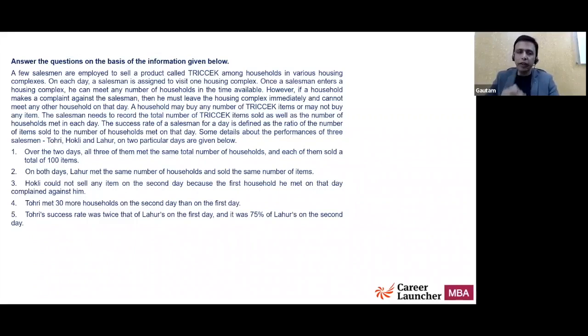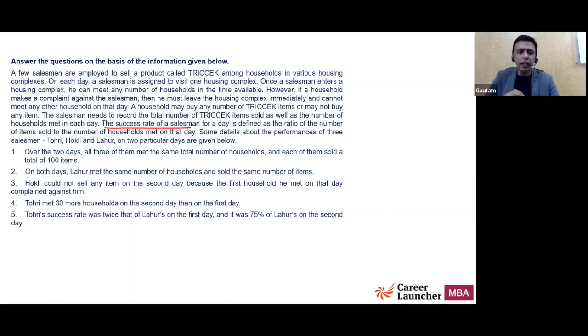Fine. So if the first household makes a complaint, he has to be meeting only one. A household may buy any number of items or may not buy. The salesman is keeping a record of all the items sold and of the households that he met on that day. Then they say the success rate of a salesman for a day is defined as the ratio of the number of items sold to the number of households that he met. Some of the details on the three salesmen, Story, Hockley, and Lahore, on 2 particular days are given below.